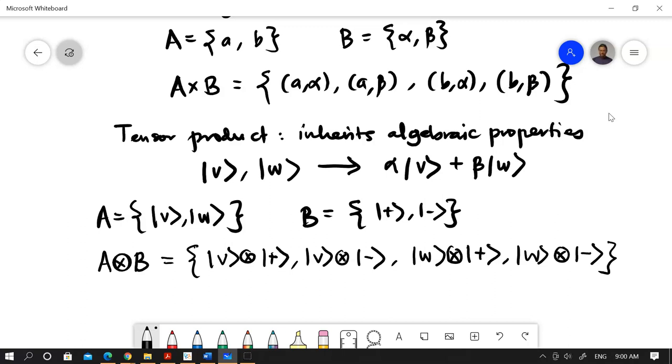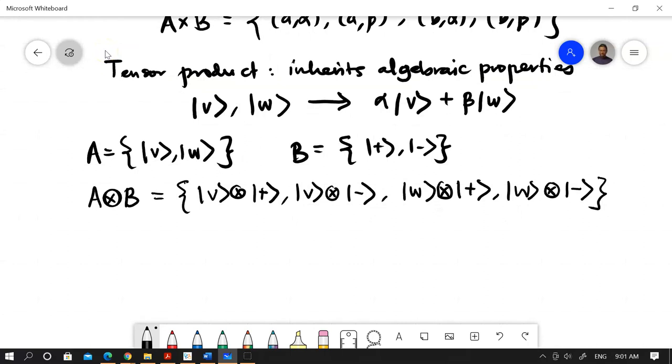But remember, as I mentioned, the tensor product also inherits the algebraic properties. So if I can do linear superposition, that means I can do the following. For example, I can push the thing upwards. So I can start doing this. I have alpha V plus beta W tensor product plus. Now what it should give me is the following.